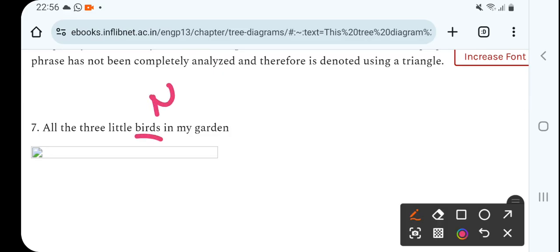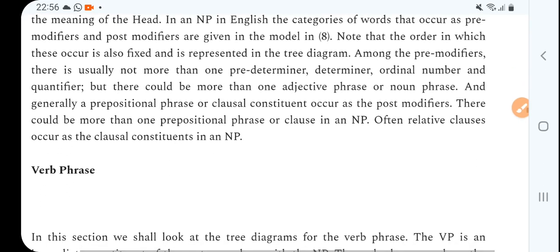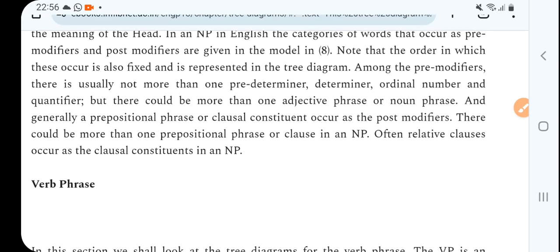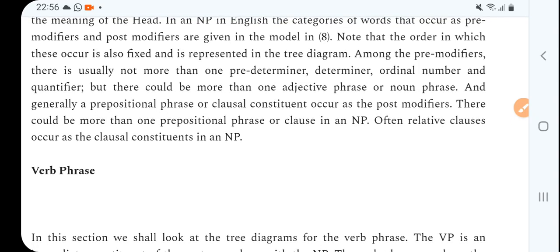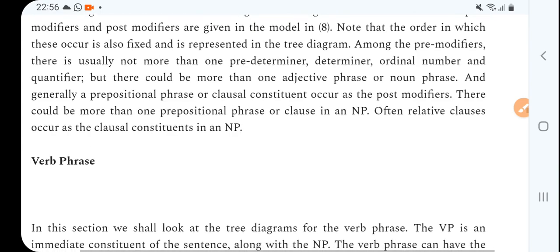Bird is the noun, so here this is a pre-modifier. And then the post-modifier, I will tell you. Post-modifiers are given in the model 8. Note that the order in which these occur is also fixed and is represented in the tree diagram.